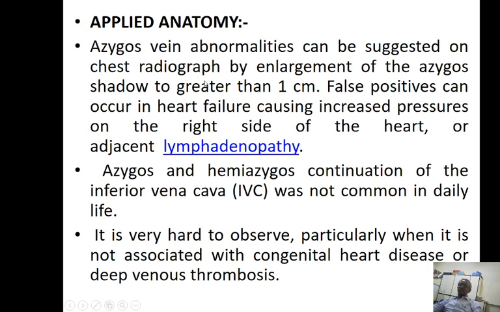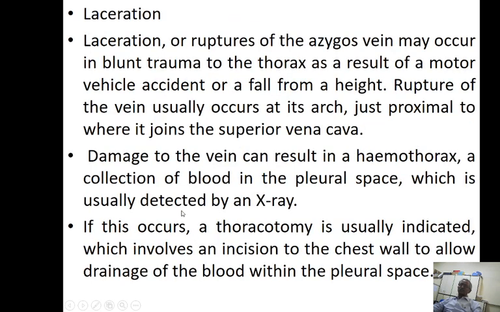So, in applied anatomy, abnormalities of the azygos vein can be suggested on chest X-ray by enlargement of the azygos shadow to more than 1 centimeter. False positives can occur in heart failure and right-sided lymphadenopathy. Azygos and hemiazygos continuation of the inferior vena cava is not common in daily life. It is very hard to observe, particularly when it is not associated with congenital heart disease or deep venous trauma.